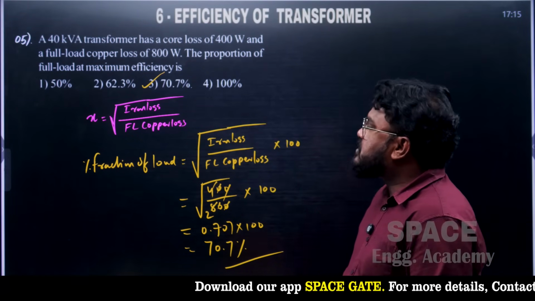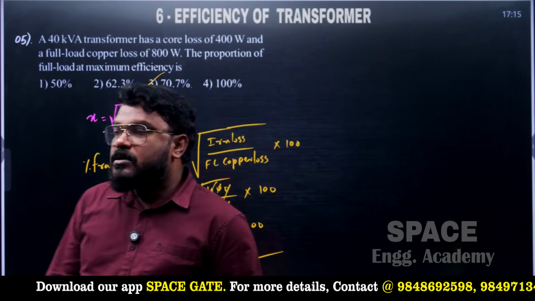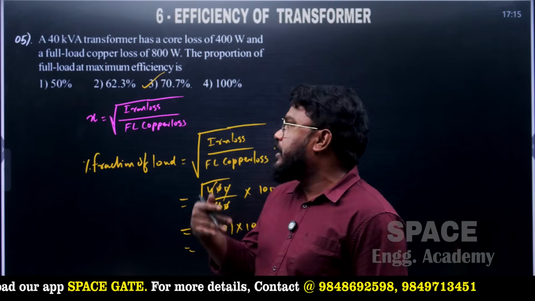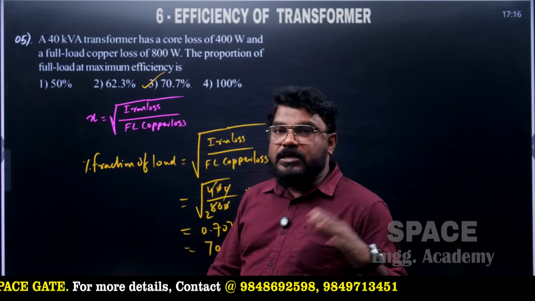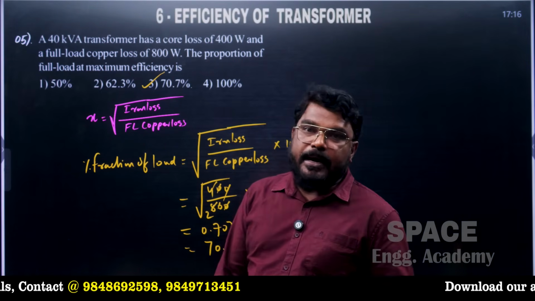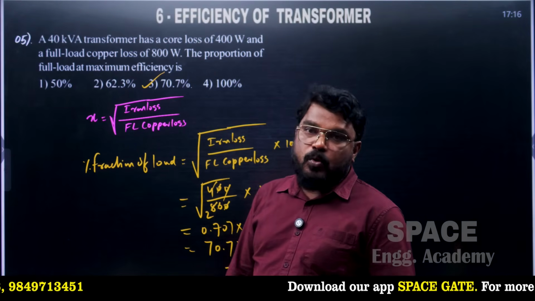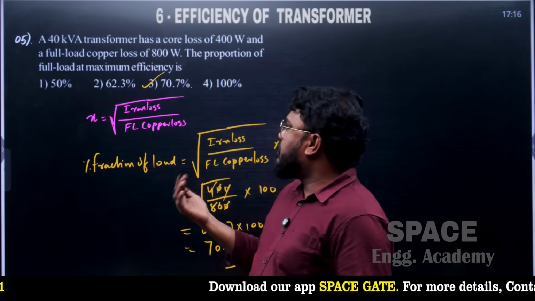So like this we can expect questions from the efficiency of the transformer. If losses are given, find the efficiency. Sometimes efficiency is given, find the losses. This is a possible question. Find the maximum efficiency of the transformer, find the fraction of the load, find the total losses. So this type of question.